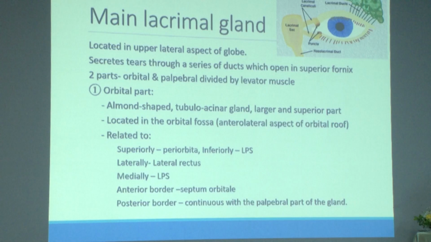The orbital part is an almond-shaped tubulo-acinar gland, the larger and superior part located in the orbital fossa. It is related superiorly to the periorbita, inferiorly to the LPS, laterally to the lateral rectus, and medially to the LPS. The anterior border is the orbital septum, and the posterior border is continuous with the palpebral part of the gland.